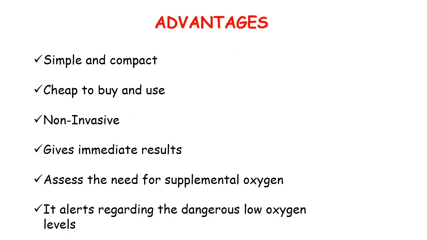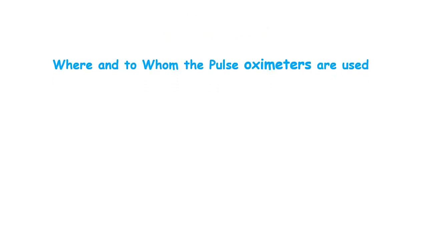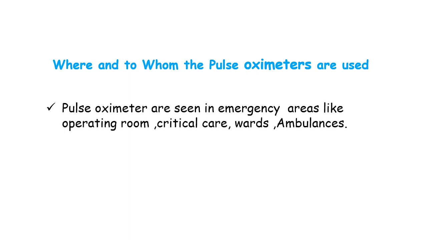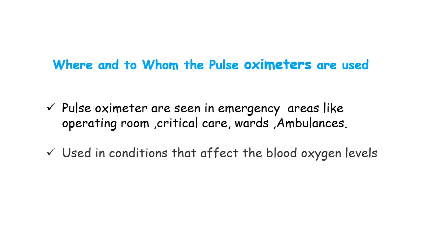These are the advantages of pulse oximeter. Where and to whom are pulse oximeters used? Pulse oximeters are seen in emergency areas and are used in conditions that affect blood oxygen levels like asthma, COPD and pneumonia.